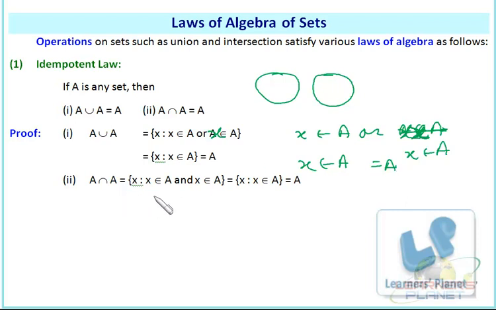Similarly, A intersection A. Now A intersection A means X belongs to A and X belongs to A. Here we see the sign of union, so we use OR, and here we see the sign of intersection, so we use AND. If X belongs to A and simultaneously it should also belong to A, then only it will be common between A and A. So X belongs to A and X belongs to A, that means X belongs to A, and that is A. These are very simple steps.